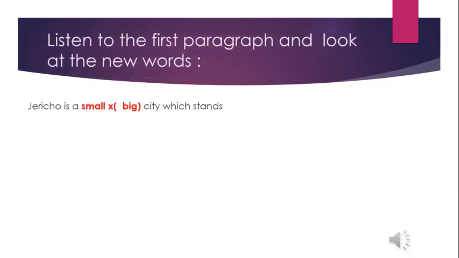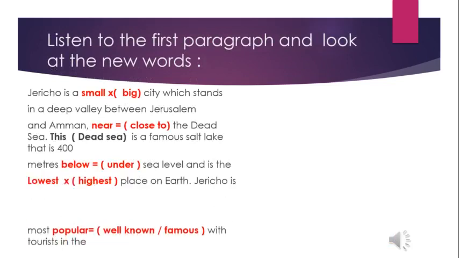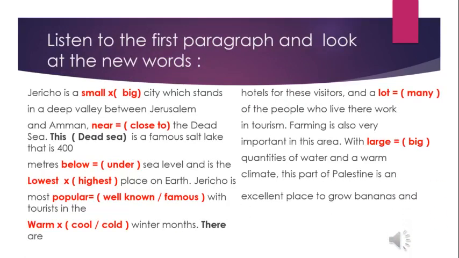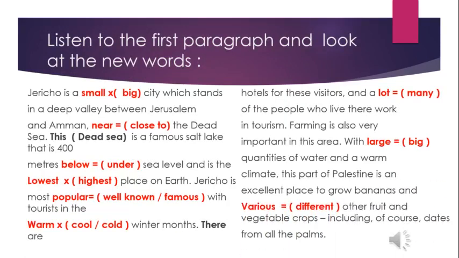Let's read the first paragraph together. Of course this is the first paragraph. Period 5. Activity 3. The city of palm trees.